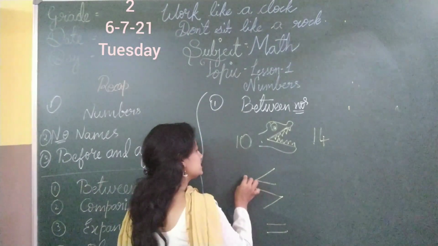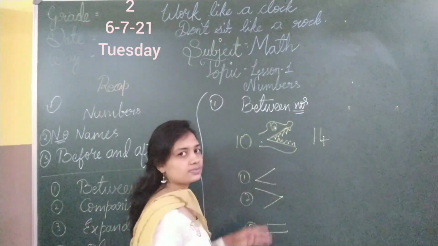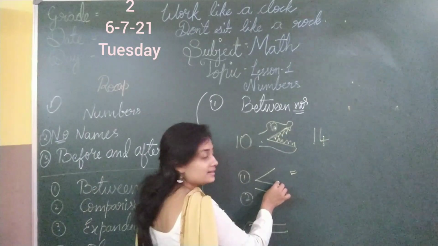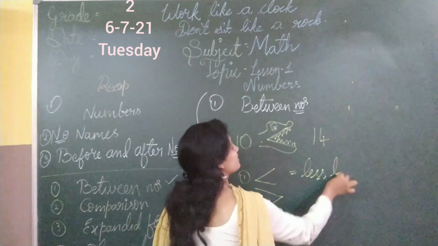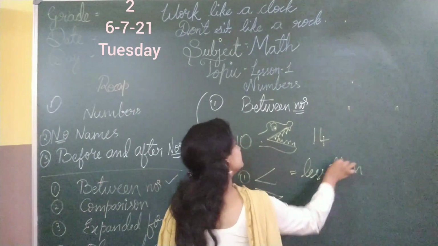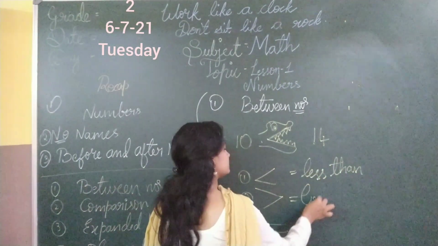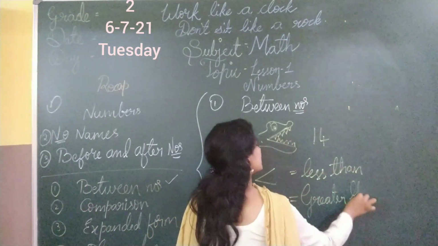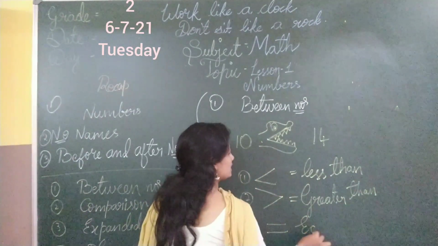So you use these three symbols for comparison. The first one, you can see, the right side opening mouth, is lesser than. This is greater than. And the last one is equal to.